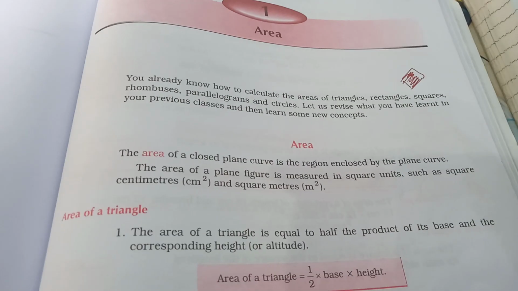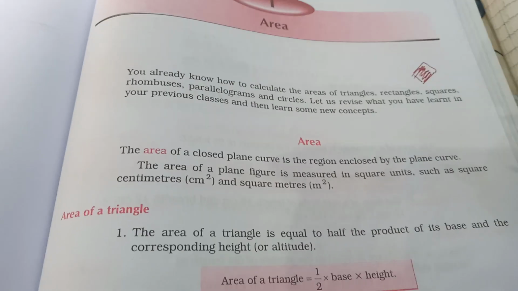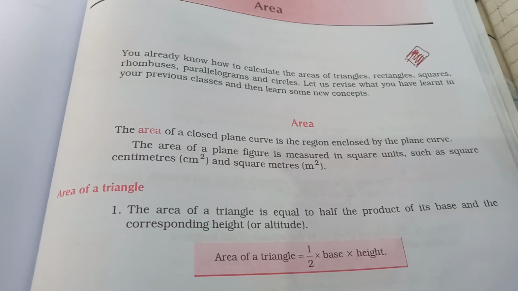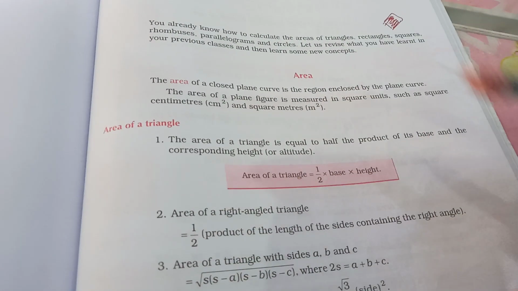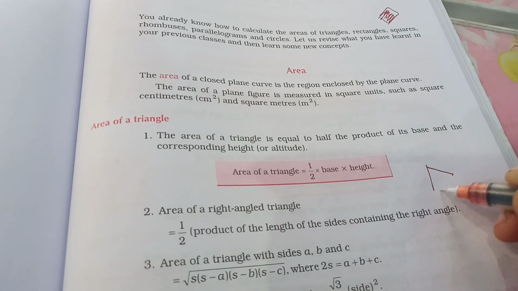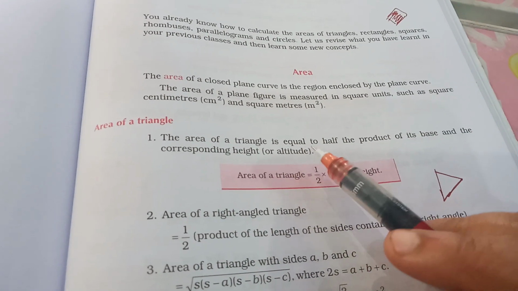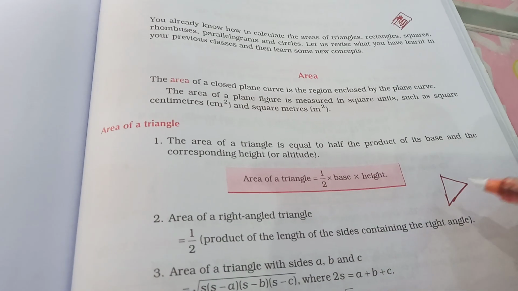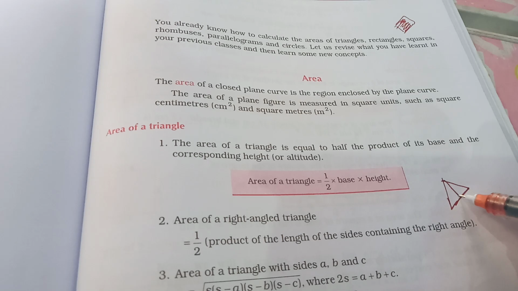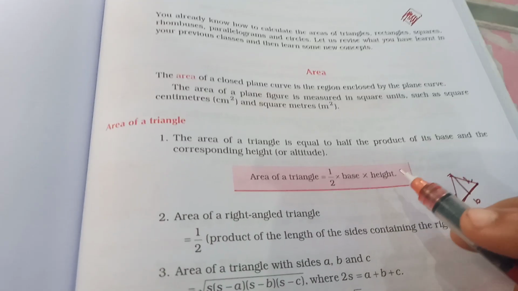Now in your earlier classes you must have done the area of triangles, rectangles, squares. So first we'll recapitulate the formulas of those things. For a triangle, we know that there are 3 sides and 3 angles, and the area of the triangle is equal to half the product of its base and the corresponding height. Suppose this is the base and this is the height, and the formula is half base into height.